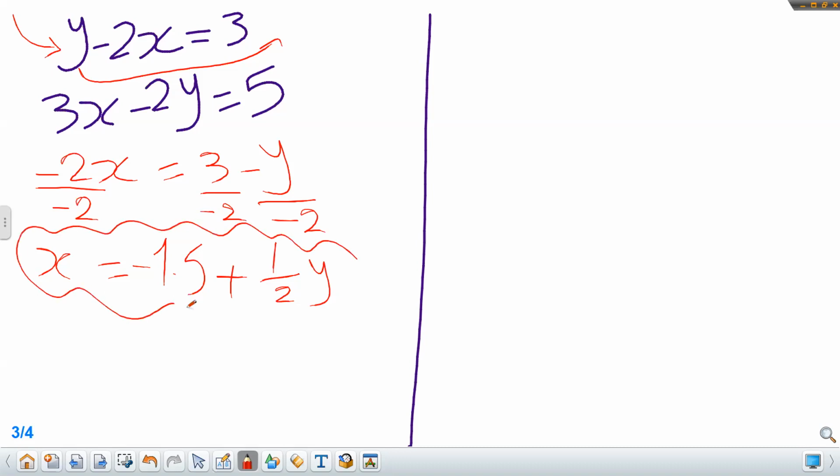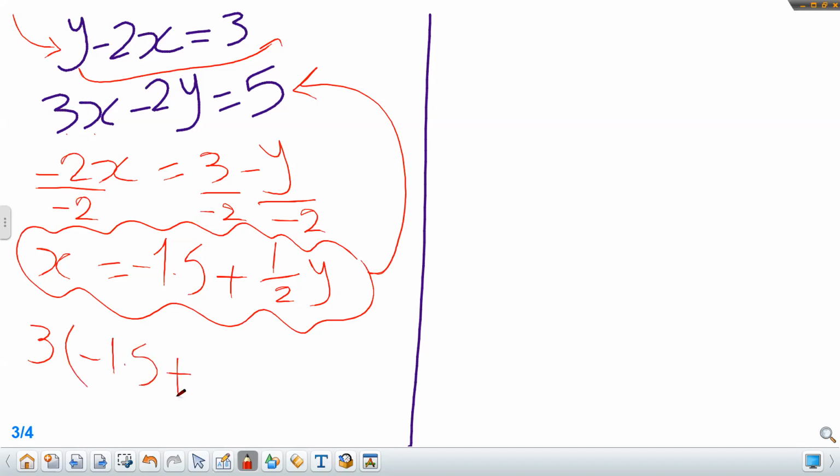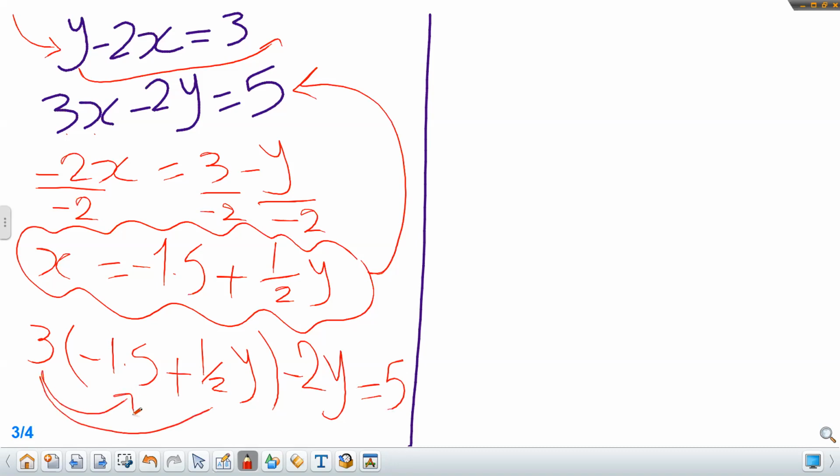You can substitute from this equation in the other equation. Replace x by negative 1.5 plus half y. Come with me. 3x, then I will select 3, then put x inside the bracket: negative 1.5 plus half y, then minus 2y equals 5. Then you can distribute 3 times negative 1.5 and 3 times half.